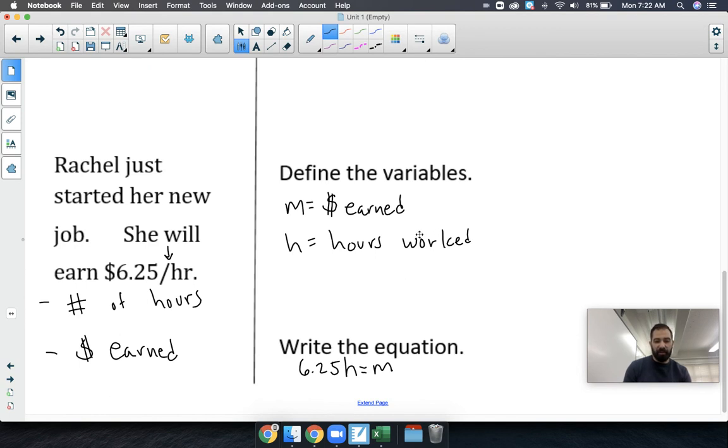So let's say she works 10 hours, right? Okay, so if she works 10 hours, that means 10 equals H. We need to figure out how much money she's going to make. So we would do 6.25 times 10 for H, and that equals her money. Well, 6.25 times 10 is 62.5, and that's $62.50 because it's dollars. That equals M. And that's how much money she will make if she works 10 hours total in a week.